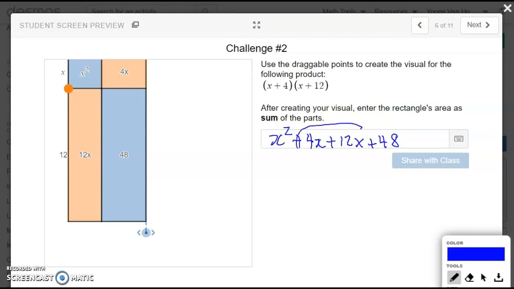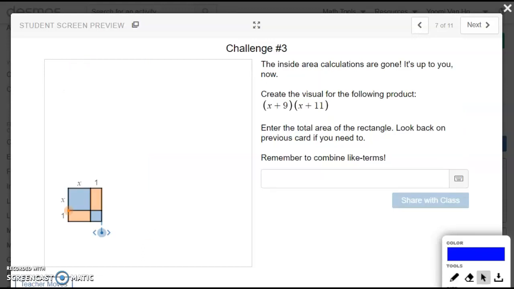Again, I could have combined these two as well. And I'll stop here and I'll continue in the next lesson recording.